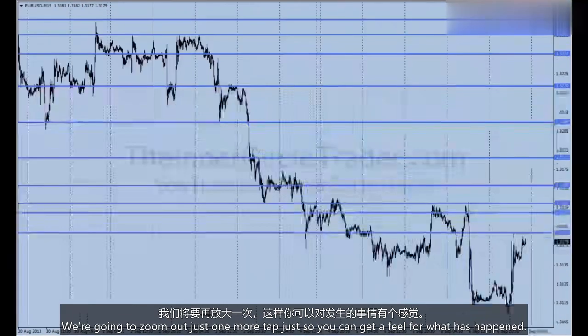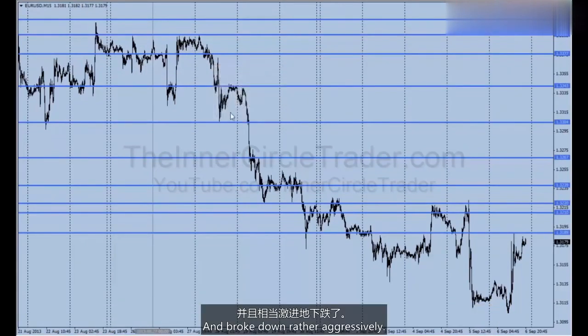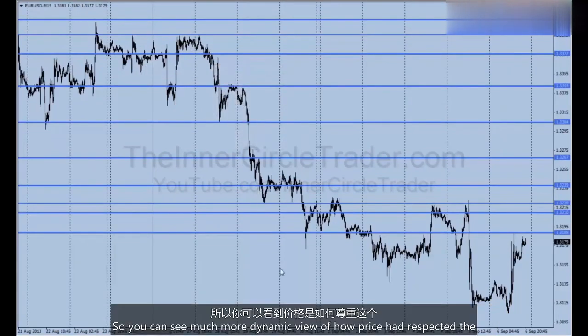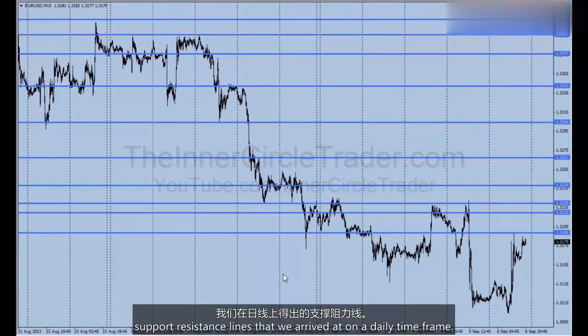We're going to zoom out just one more tap so you can get a feel for what has happened. The market traded lower up in these levels here where we were calling it lower, and broke down rather aggressively. Okay, so you can see a much more dynamic view of how price had respected these support and resistance lines that we arrived at on the daily time frame.